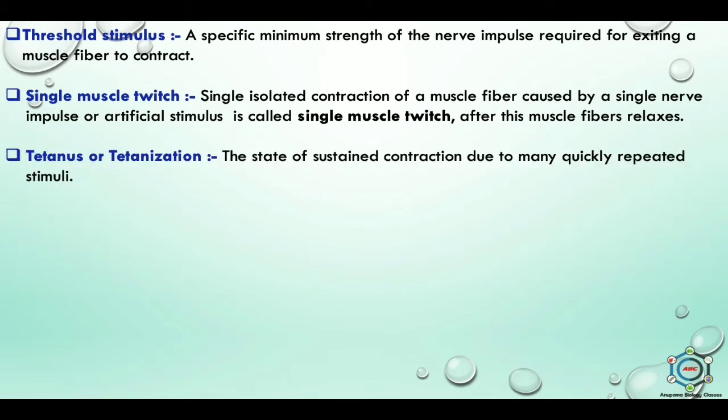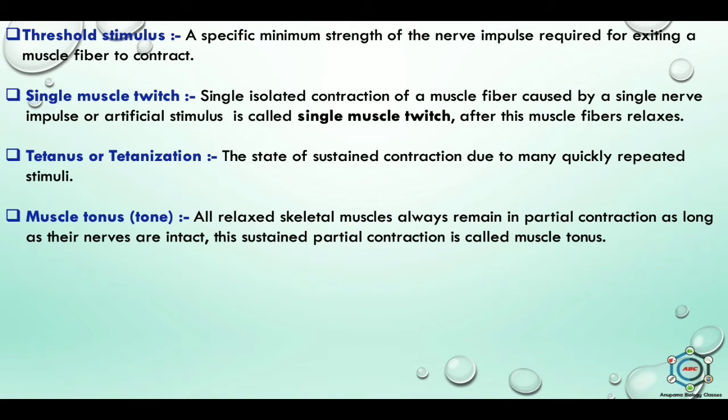Then tetanus or tetanization. The state of sustained contraction due to many quickly repeated stimuli is known as tetanus, and because of tetanus we can hold a book for a long time to read, or we can carry a cup of tea across a room without a mishap. Tetanus is necessary to maintain the posture and form of the body.